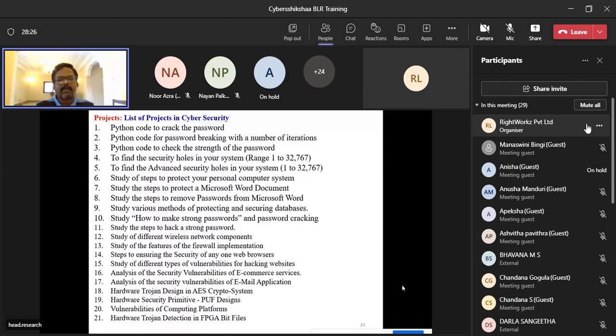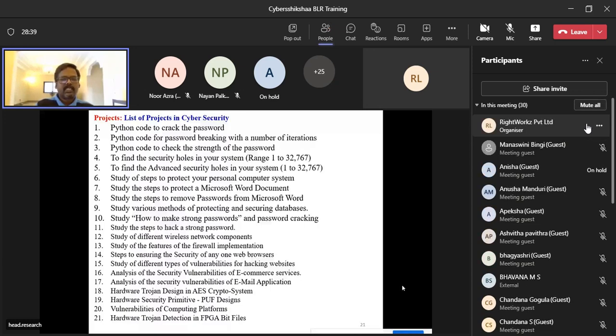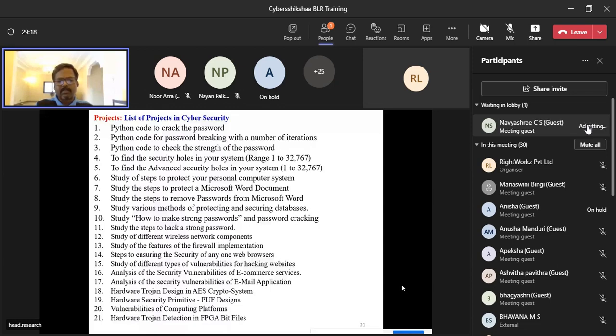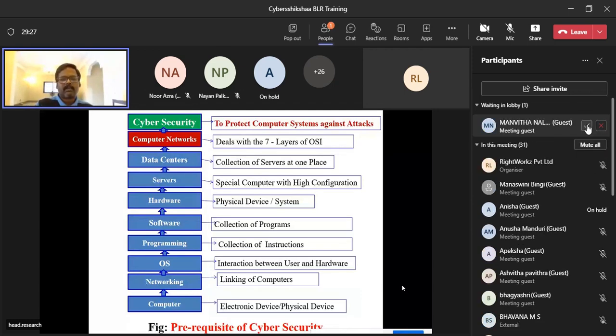study various methods of protecting and securing databases, study how to make strong passwords and password cracking, study the steps to hack a strong password, study of different wireless network components, study of feature of the firewall implementation, steps to ensuring the security of any web browsers, study of different types of vulnerabilities for hacking websites, analysis of the security vulnerabilities of e-commerce services, analysis of the security vulnerabilities of email application, hardware Trojan design in AES, advanced encryption system, crypto system, scheme, hardware security primitive PUF designs, vulnerabilities of computing platforms, hardware Trojan detection in field programming, generative association bit files, and that is the syllabus of cyber security applications by using Python programming, cyber Siksha training.